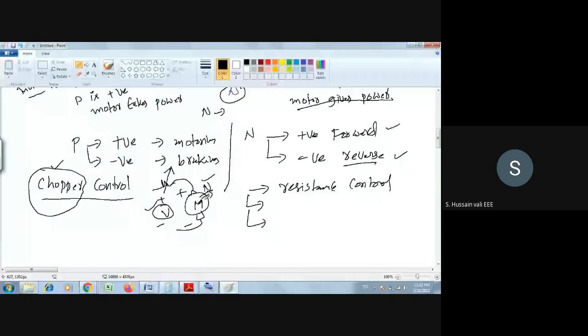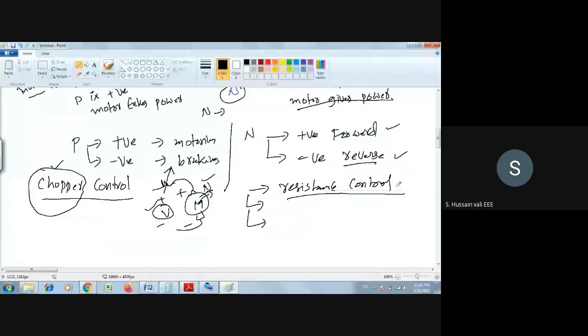So by taking the help of a resistor, the armature voltage will be changed, so the speed changes. With that, you can say you are controlling the motor. But the problem you face here is that the efficiency is very low. Why is it very low? Because you have a resistor, and a lot of power will be lost in the resistor. That is the main disadvantage.